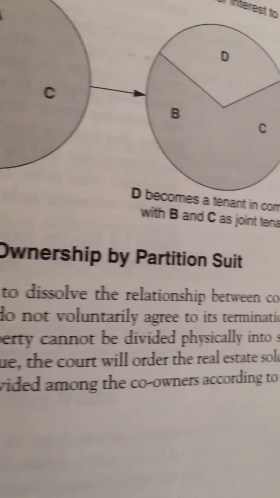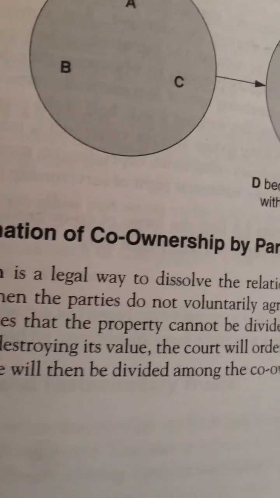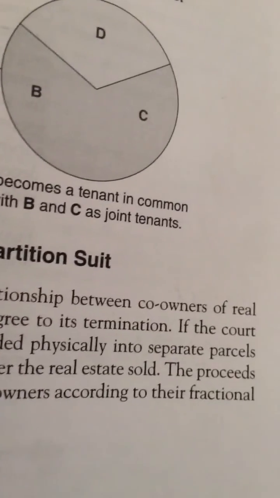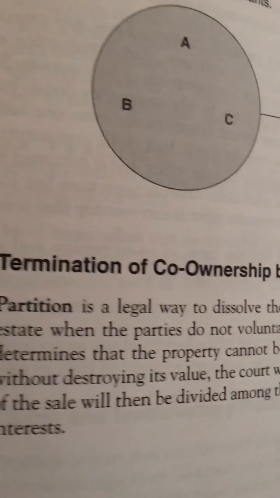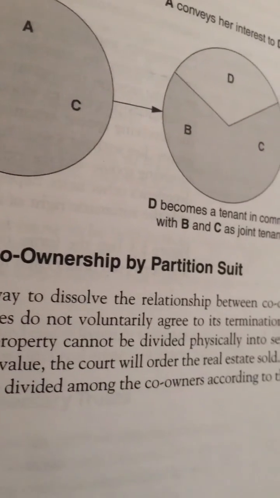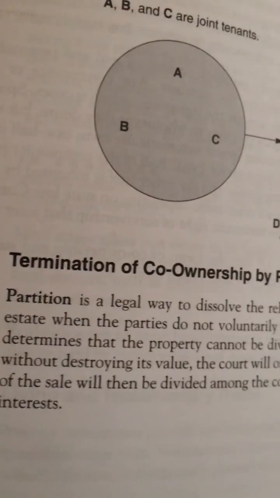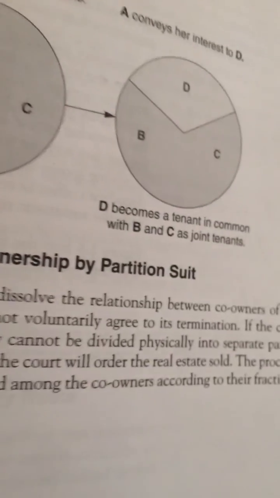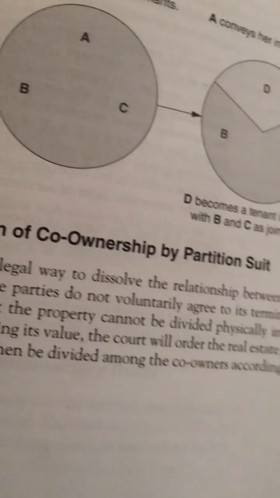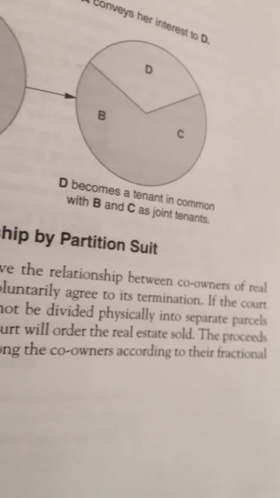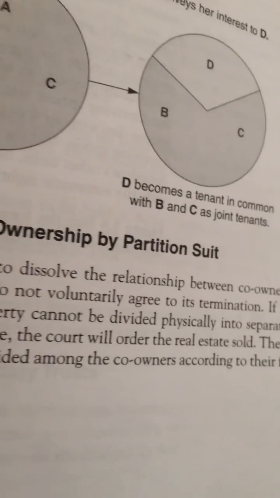Termination of a co-ownership by partition suit. Partition is a legal way to dissolve the relationship between co-owners of real estate when the parties do not voluntarily agree to its termination. If the court determines that the property cannot be divided physically into separate parcels without destroying its value, the court will order the real estate sold. The proceeds of the sale will then be divided among the co-owners according to their fractional interests.